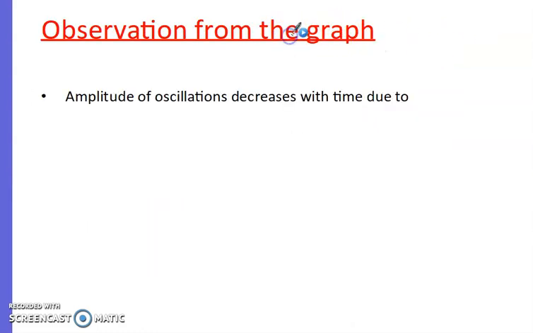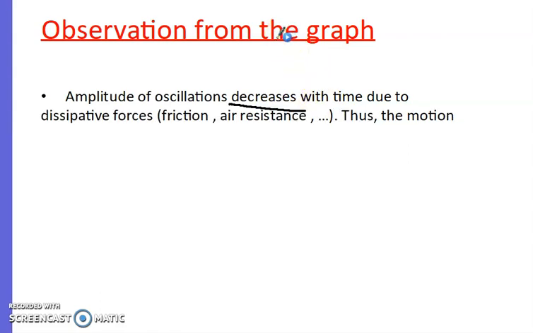Now observation. What happened to the amplitude of oscillation? It decreases with time. The amplitude is not constant as in the case of undamped. Why? Due to dissipative force, maybe friction. So what do we call this type of motion? Damped oscillations. Okay, so the mode or the type of oscillation is damped oscillation. Some people call it damped simple harmonic motion.